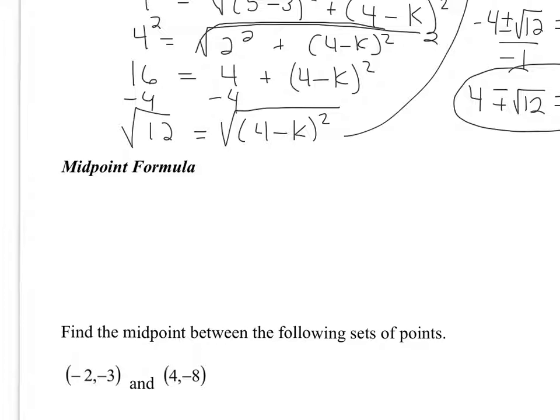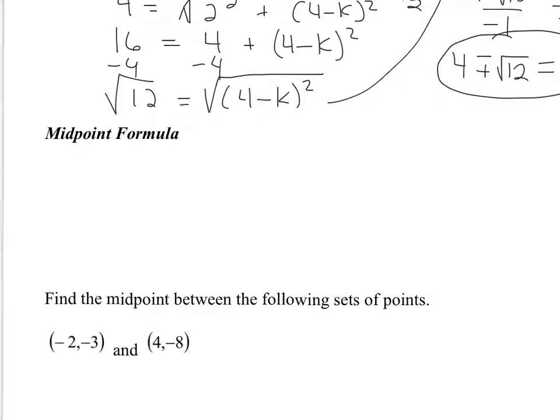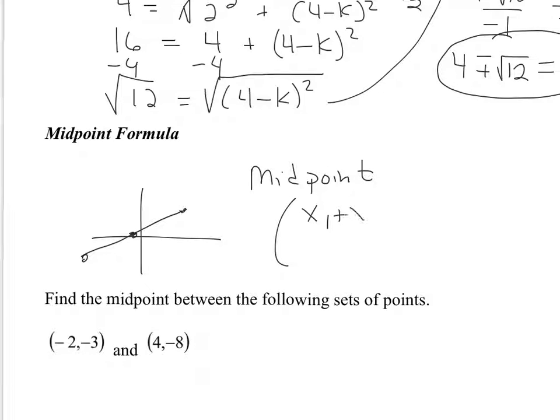Our other formula is the midpoint formula. So if I have 2 points on the plane, and I connect them with the segment, I want to basically know what point is in the middle. So it's a pretty simple formula. The midpoint is always an ordered pair, and it's simply given by x1 plus x2 divided by 2, comma y1 plus y2 divided by 2.